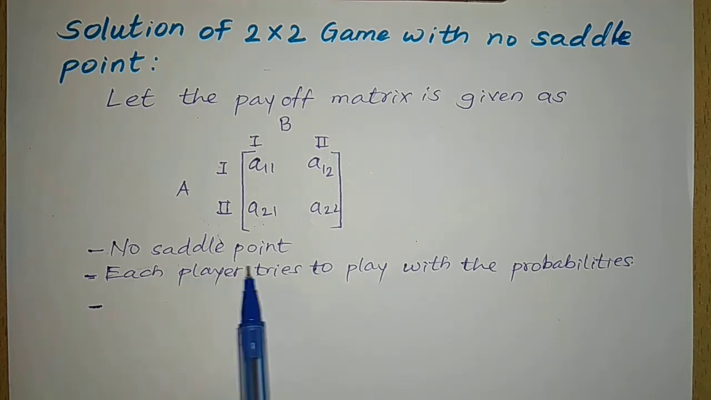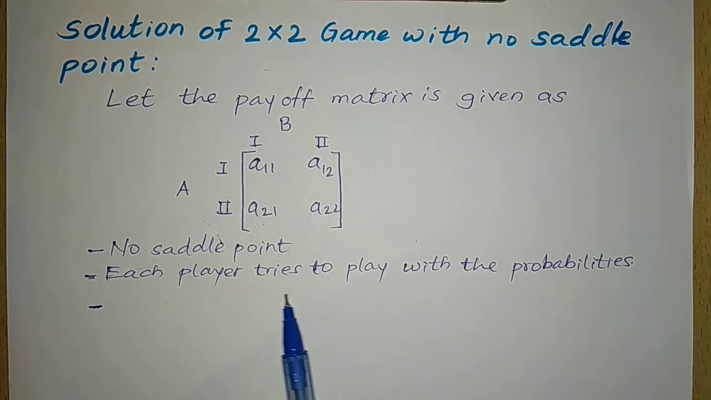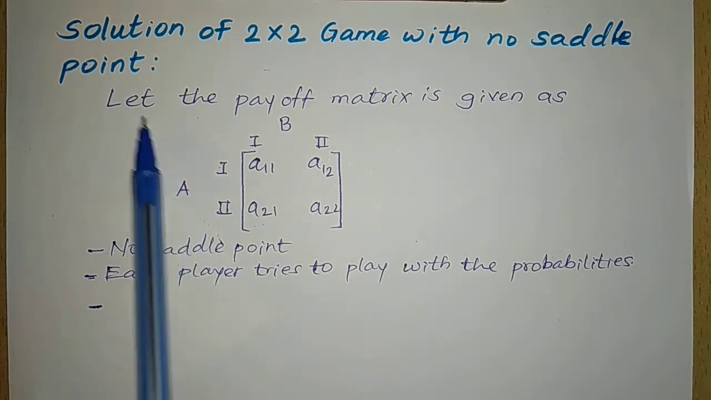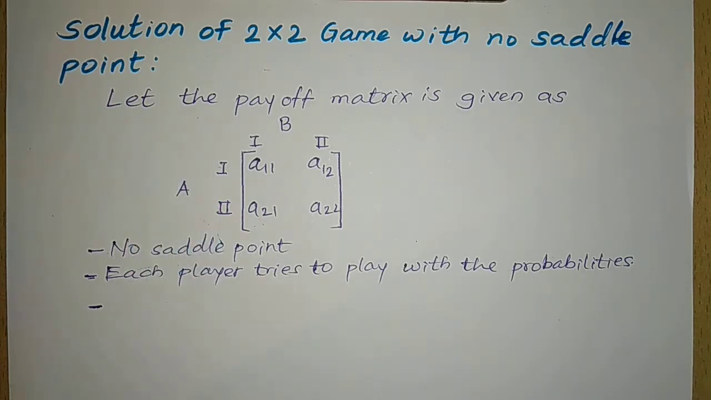If there is no saddle point, then each of the players applies various probabilities to each of the strategies. The outcome we have to denote there as the value of game. These types of games are called mixed strategy games. How to solve this kind of mixed strategy games we will discuss in this lecture.